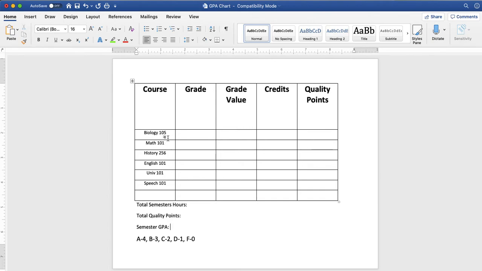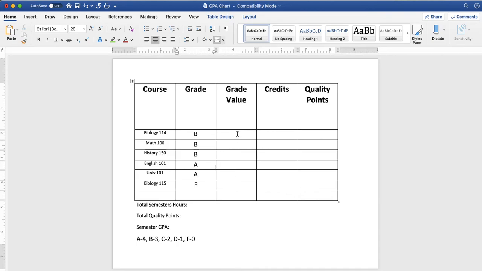Okay, so looking at this, let's say we're taking Math 100 instead of Math 101. Let's say we're taking History 150. Let's say we're taking a Biology 115 and a Biology 114. Okay, so let's say this is my semester schedule. Let's say I make a B in 114. Let's say I make a B in Math. I make a B in History. I make an A in English. I make an A in University Prep, and I make an F in Biology 115.